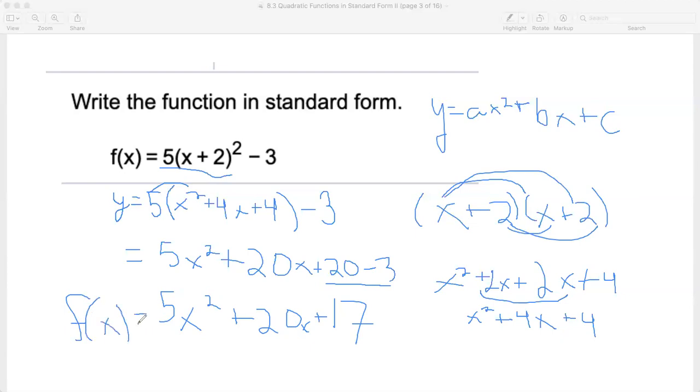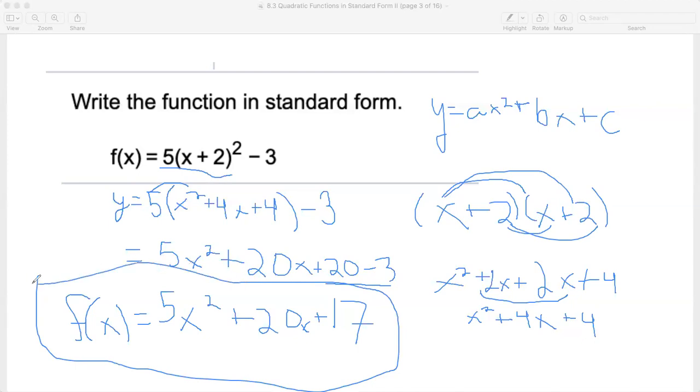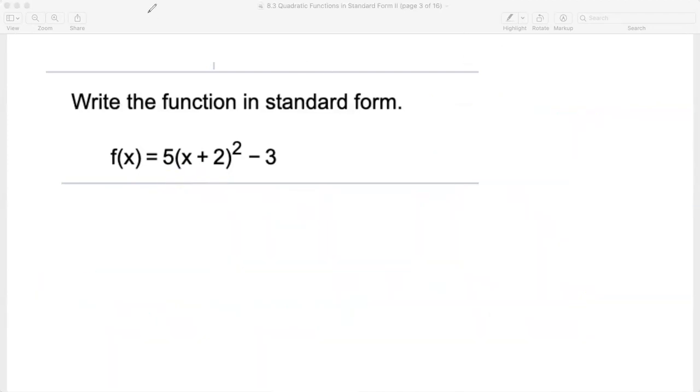You're getting used to using your algebra. You never want to lose your algebra skills. So this here is your answer. Let me go ahead and box it. All right. So I'm going to clear this.